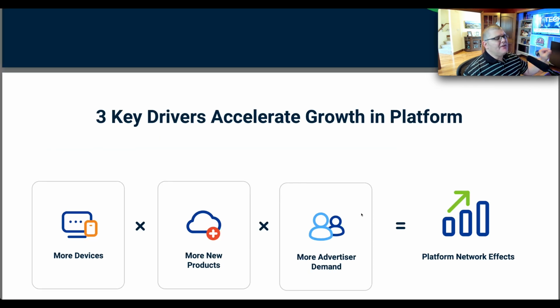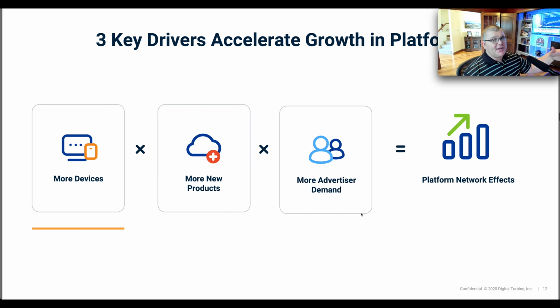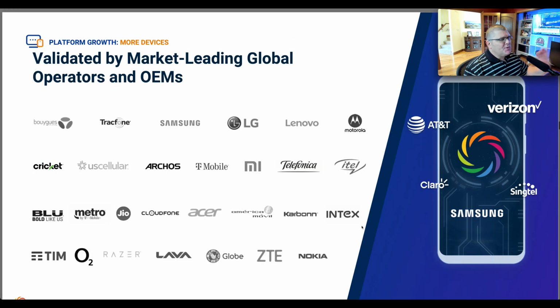So 3 key drivers accelerate growth in the platform. More devices, and if you look at the statistics for mobile devices, that is not slowing down whatsoever when you think of the global population. So more devices, more new products, more advertiser demand, platform network effects. You know, the idea behind it is that it's very scalable and that these guys could be a 10x stock. They've already been a 10x stock from when they first came available to the public market, and they probably have another 10x to go, but there are some risks to it, and we'll talk about the risks as well. So this is what I wanted to really show you.